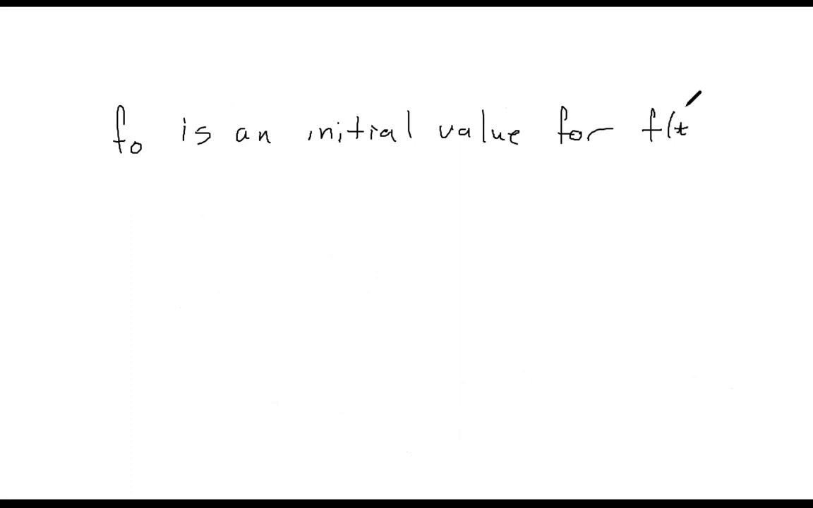So f naught is an initial value for f of t when t equals 0. After you know that value, the value of f of t is completely determined afterwards.